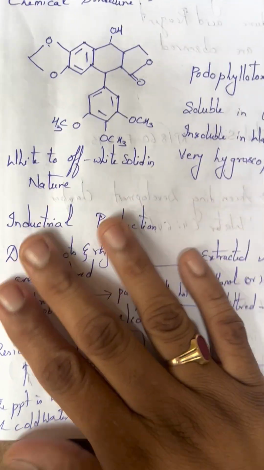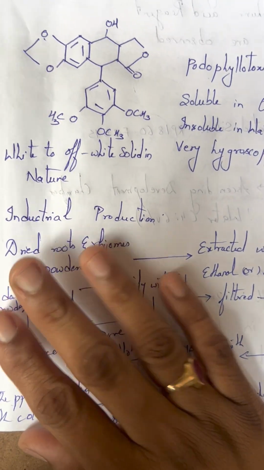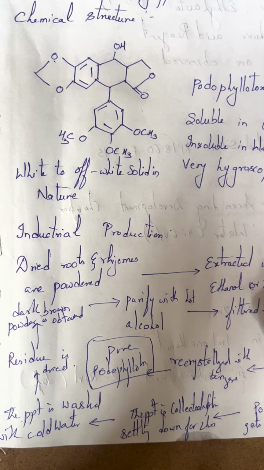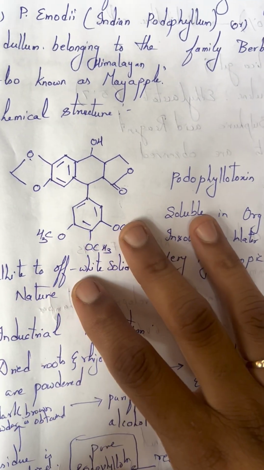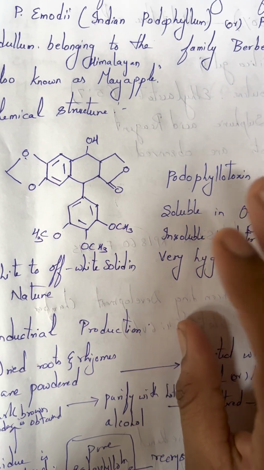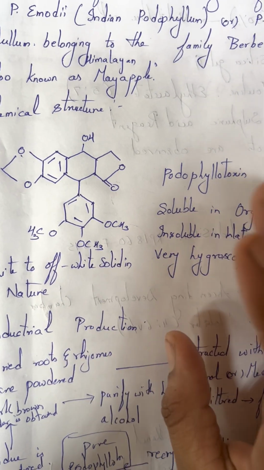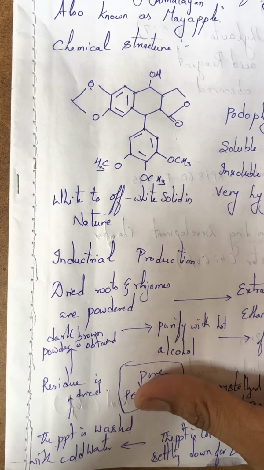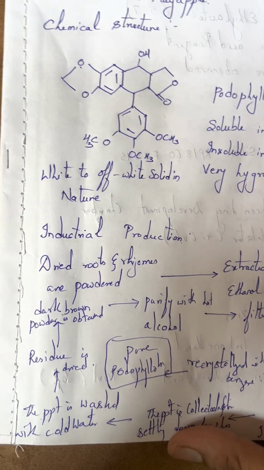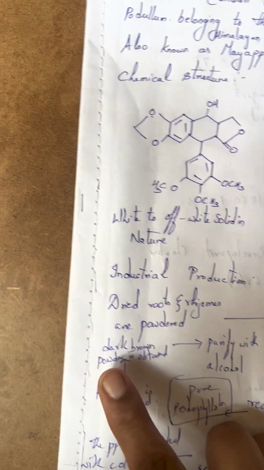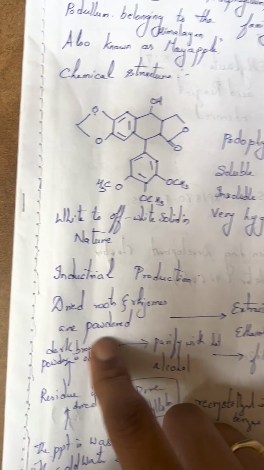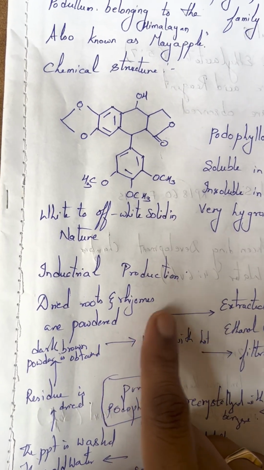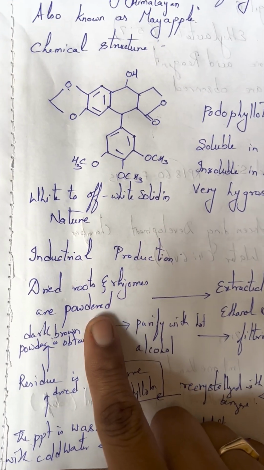So how do we do the industrial production? Generally, we collect the roots and rhizomes first and we dry them. So first, we take the roots and rhizomes, dry them completely and powder them. That is the usual process when you go for all the active constituents or all the drugs. So here we are taking the roots and rhizomes, drying them, and then we are obtaining the coarse powder.